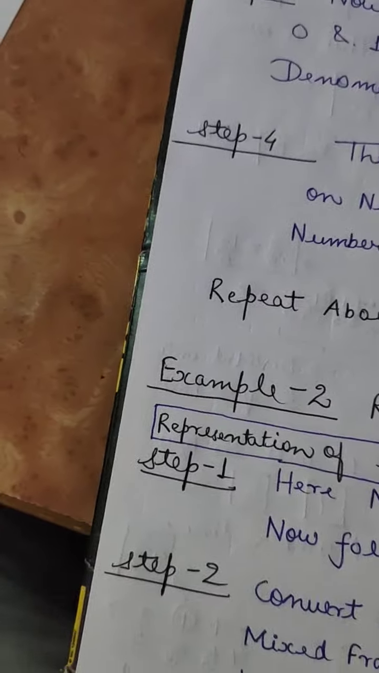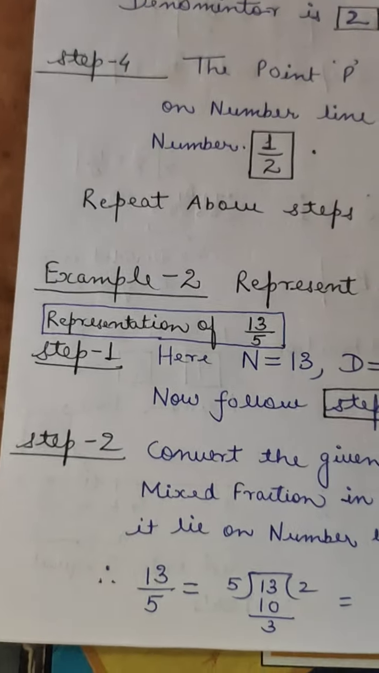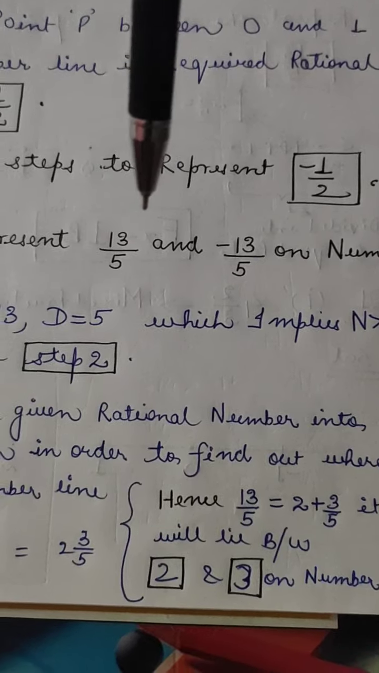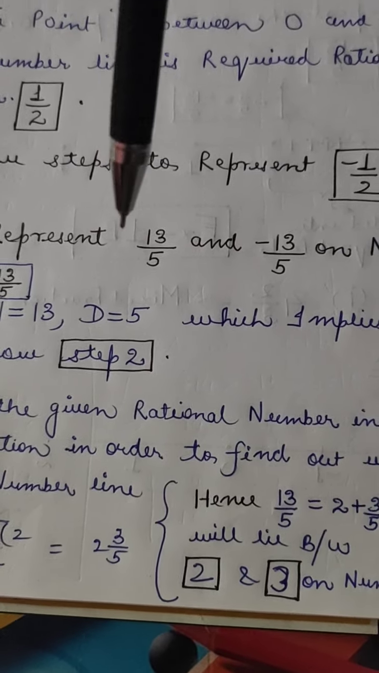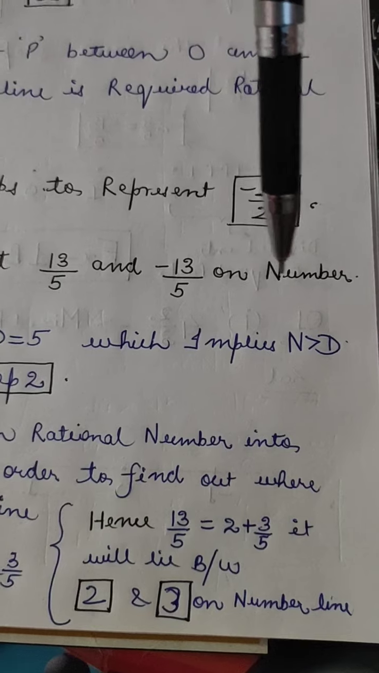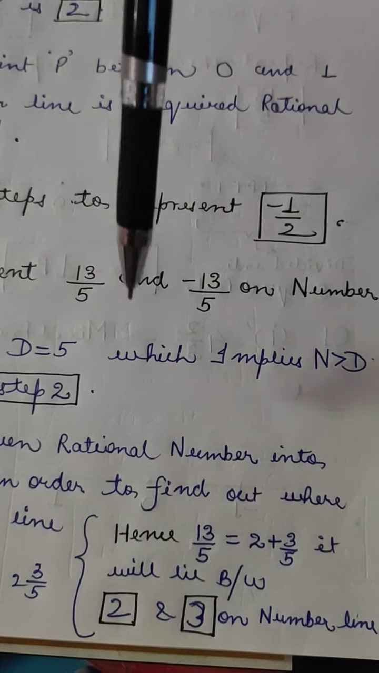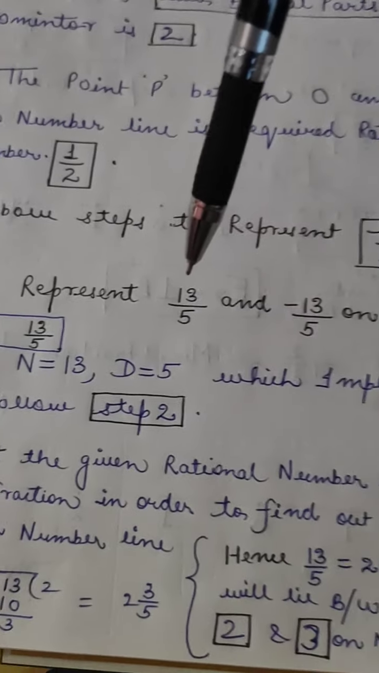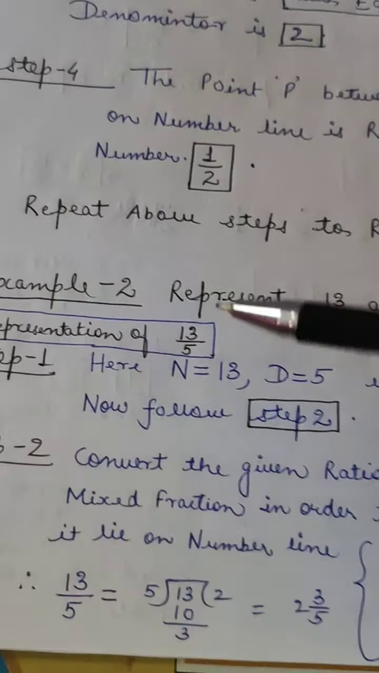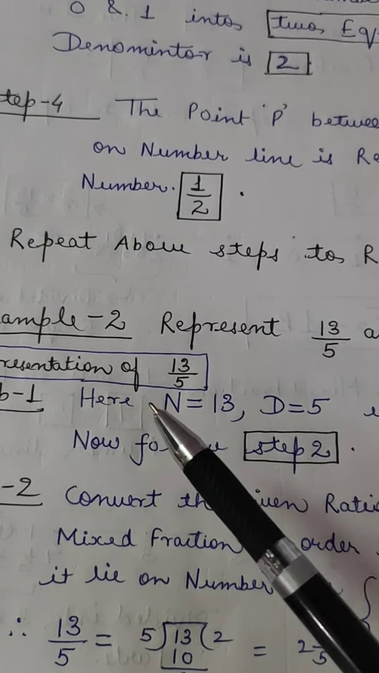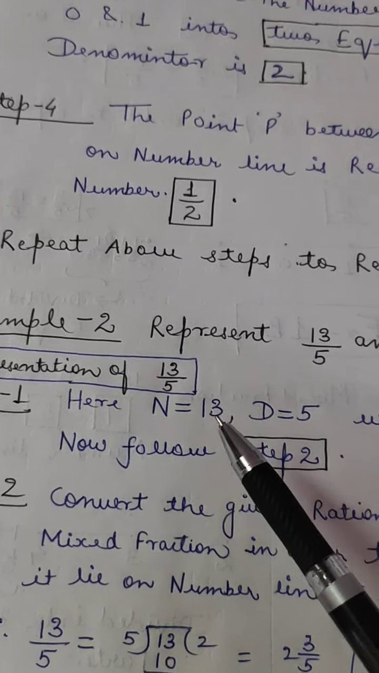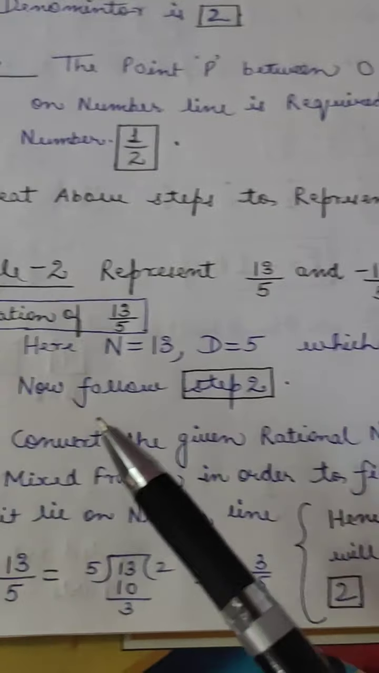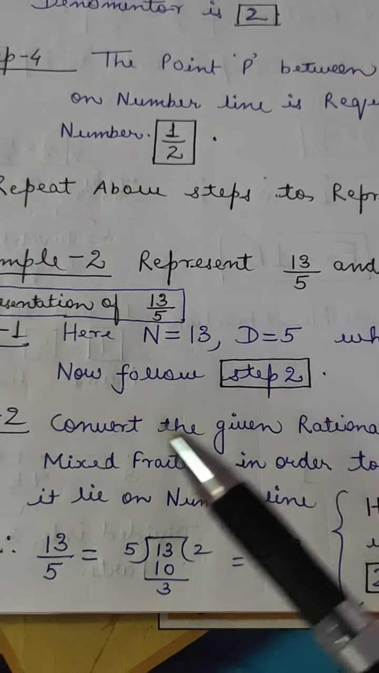Now we will see another example where the numerator is greater than denominator. Here in example 2 you have to represent 13 by 5 and minus 13 by 5 on the number line. Clearly 13 by 5 is a positive rational number and minus 13 by 5 is a negative rational number. Now I have plotted first 13 by 5. Now in this rational number, check numerator is 13 and denominator is 5. So numerator is greater than denominator. So now we will follow step number 2.